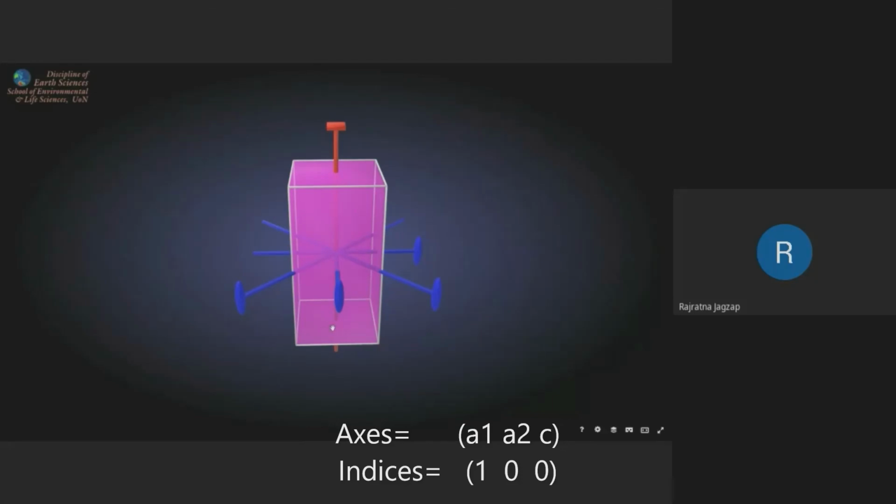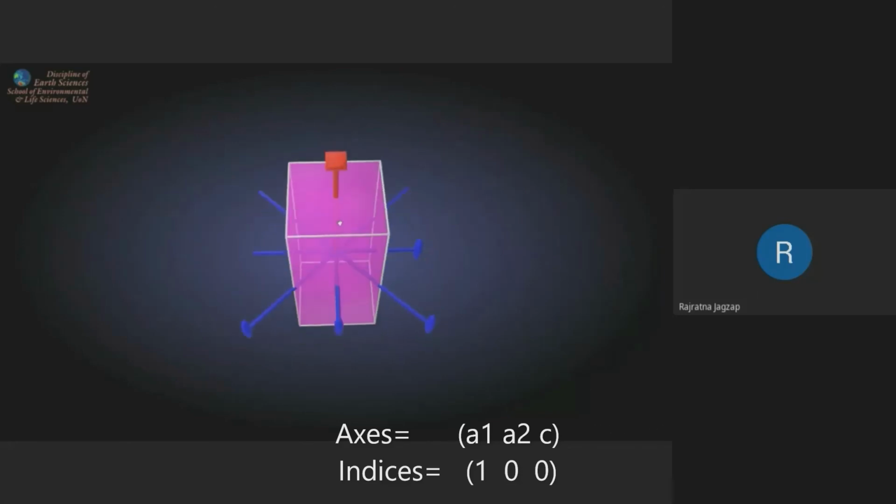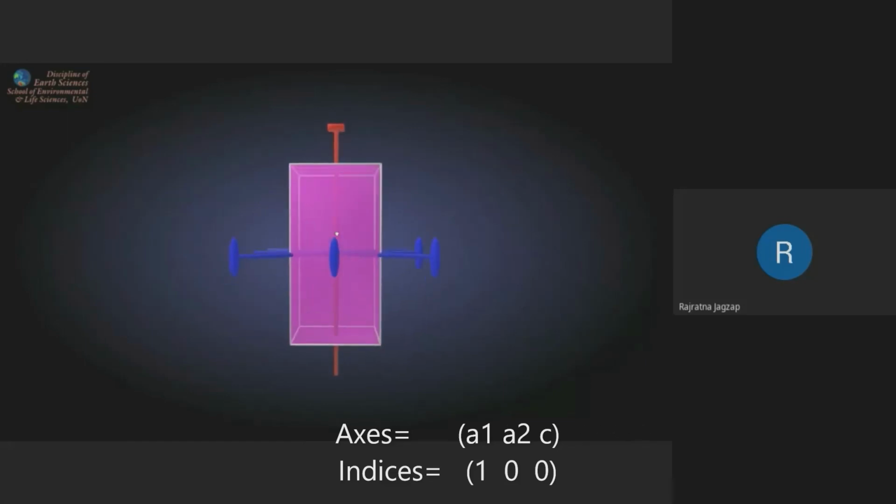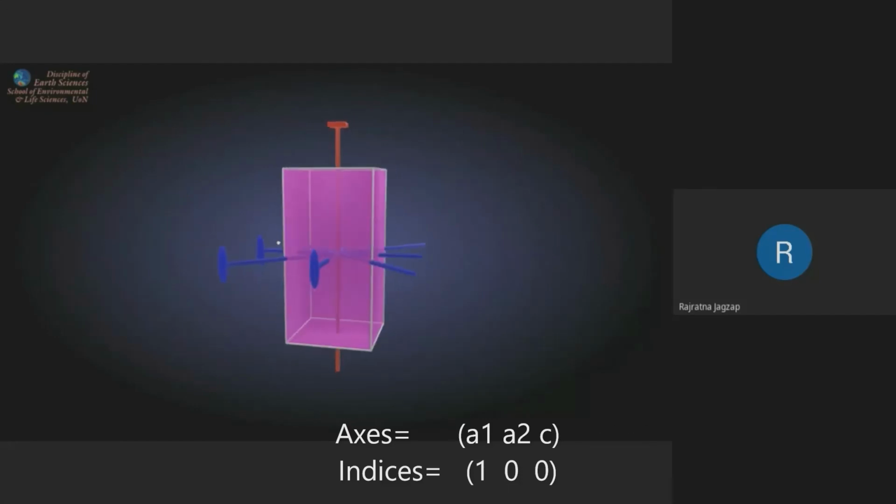So this is how we find the indices for basal pinacoid, a two-faced form, and prism, four-faced form. Faces are vertical.